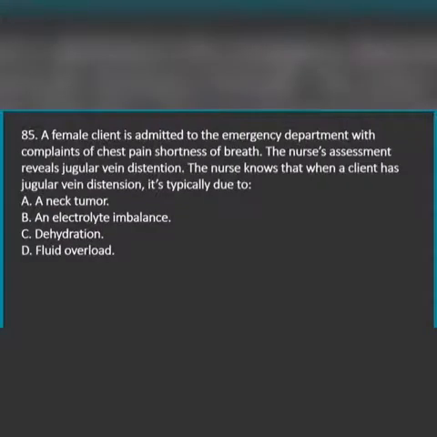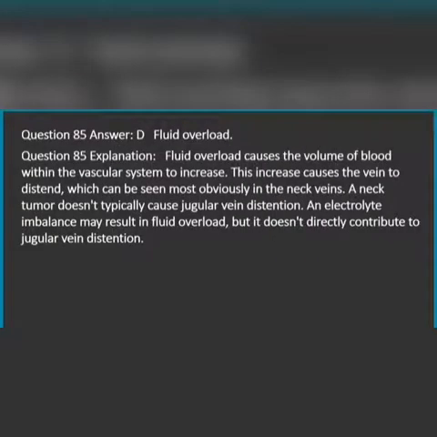Question 85. A female client is admitted to the emergency department with complaints of chest pain and shortness of breath. The nurse's assessment reveals jugular vein distension. The nurse knows that when a client has jugular vein distension, it's typically due to A. a neck tumor, B. an electrolyte imbalance, C. dehydration, D. fluid overload. Question 85 Answer: D. fluid overload.